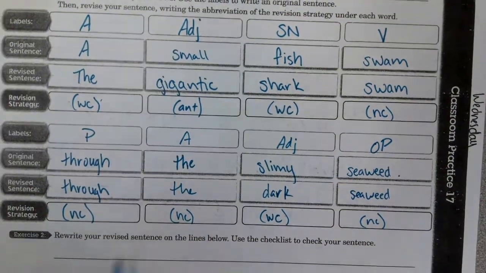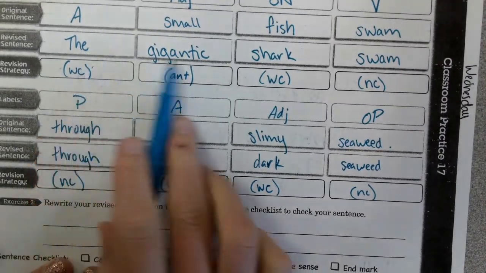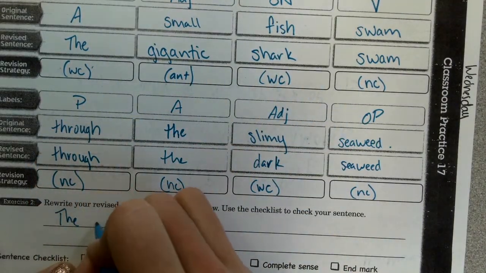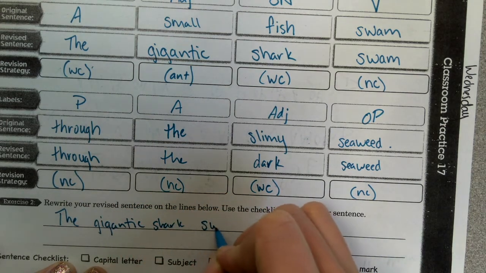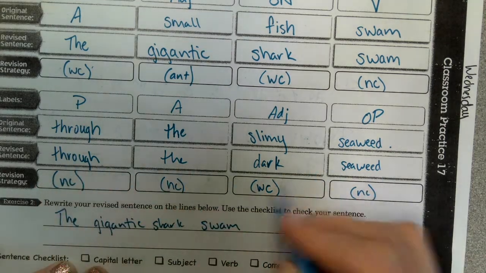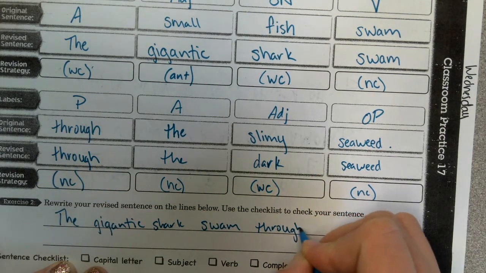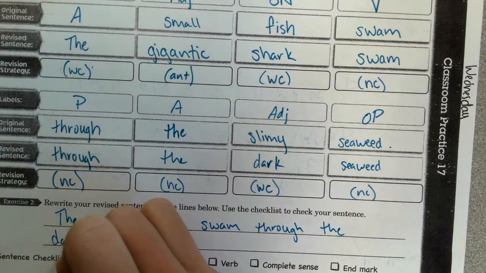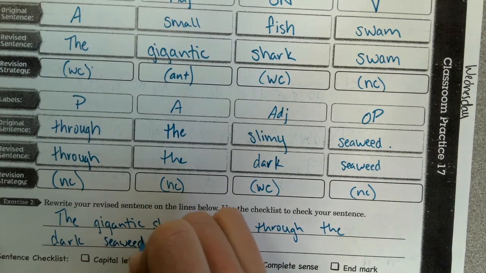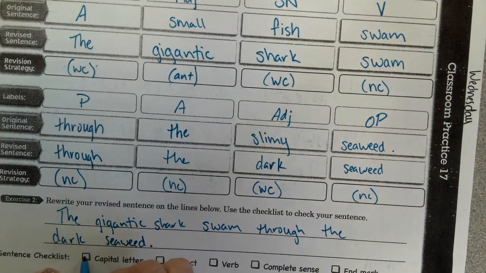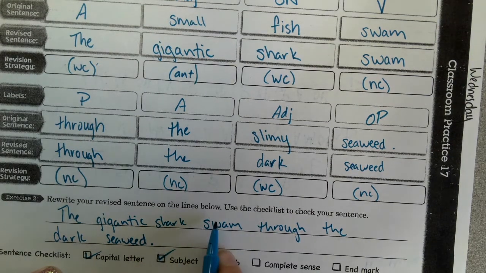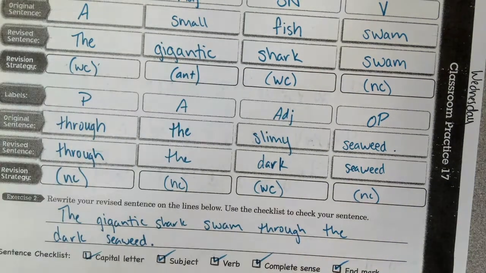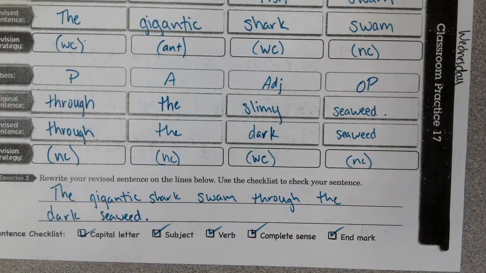All right, now we're going to write our revised sentence on these lines below. So we had the gigantic shark swam through the dark seaweed. Period. Does it have a capital letter? Yes. Does it have a subject? Yes. Does it have a verb? Yes. Shark swam. Does it make complete sense? Yep. Does it have an end mark? Yep. I'm good to go. Go ahead and put that back in your Wednesday folder.